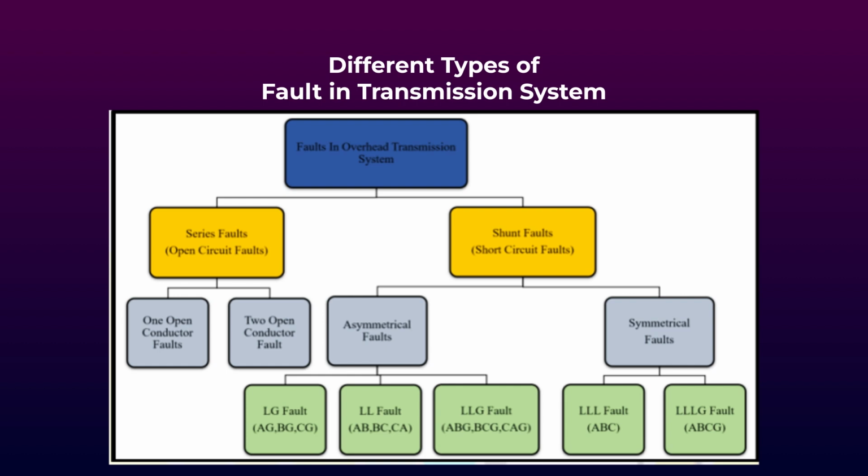Second one is the line to line fault, or we can say LL fault. Two phases come in contact with each other without involving the ground. Third one is the double line to ground fault or LLG fault. In that case, two phases come in contact with each other and the ground.